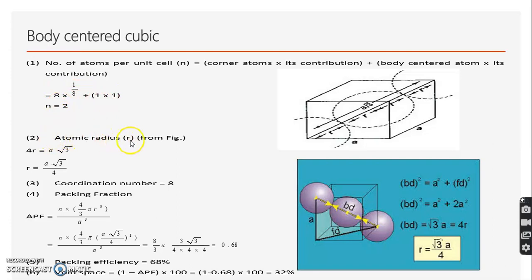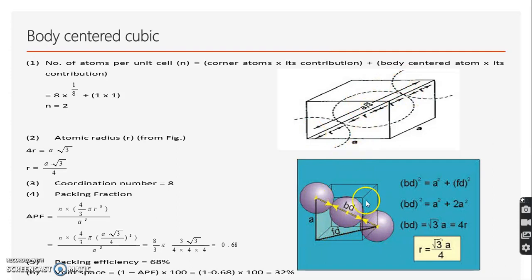Similarly, when you talk about atomic radius, now you have to pay attention over here. When we are finding atomic radius, let us take this diagonal. Here is one atom, here is one atom, and here is a half atom, here half. So this is 1r, 2r, and this is 2r already, so 4r. So this body diagonal is nothing but 4r. That is equal to a root 3.